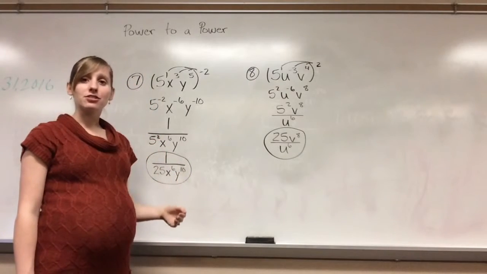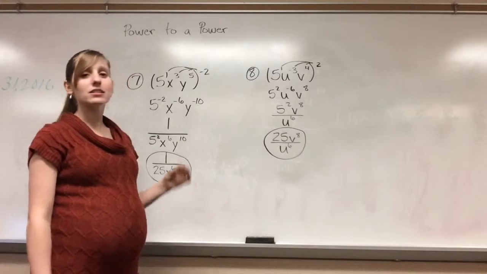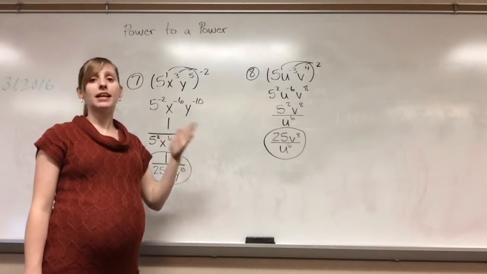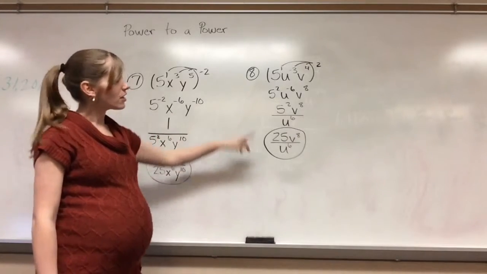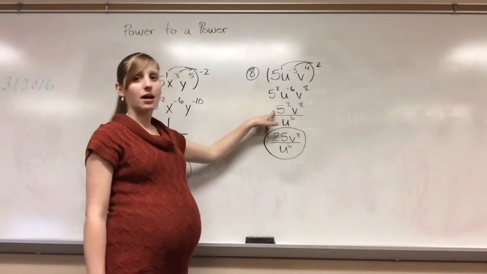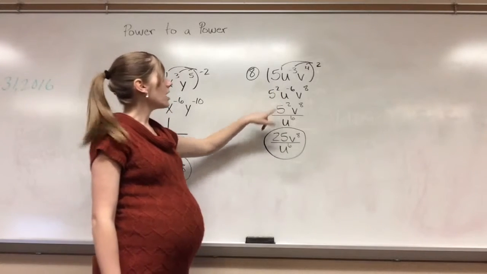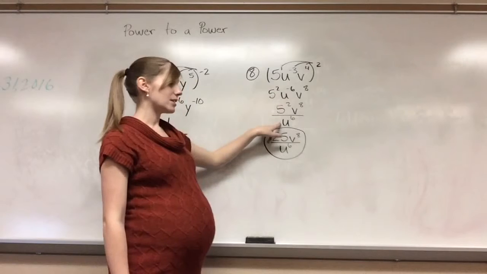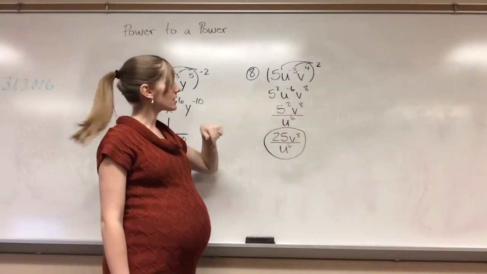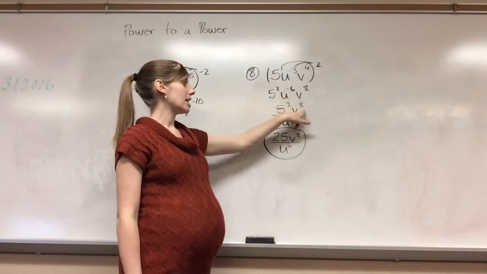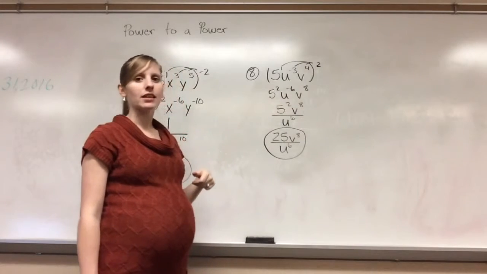From there, I wrote my answer as a fraction, okay? All positive exponents went in the numerator, all negative exponents went to the denominator. So 5 to the 2nd belonged at the top, because it had a positive exponent. U to the negative 6th went to the denominator and became u to the 6th. And lastly, v to the 8th stayed at the top as well, as v to the 8th.